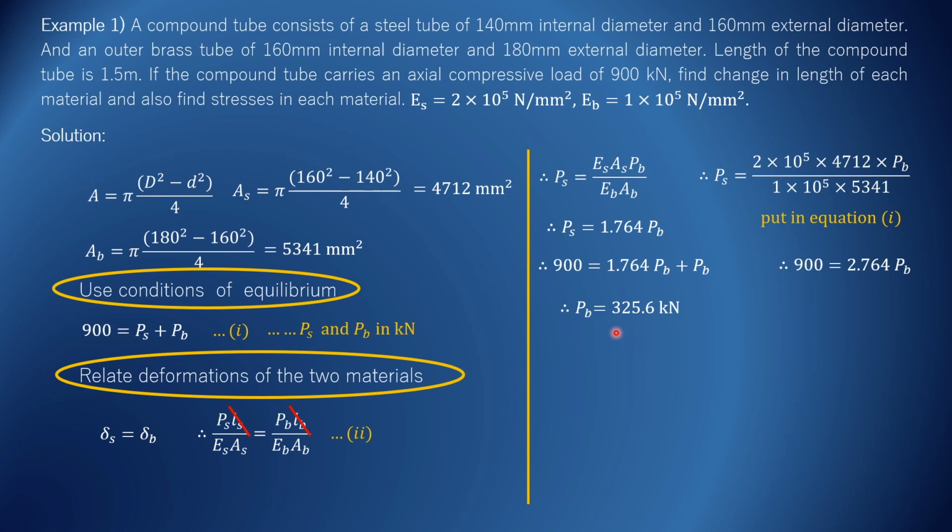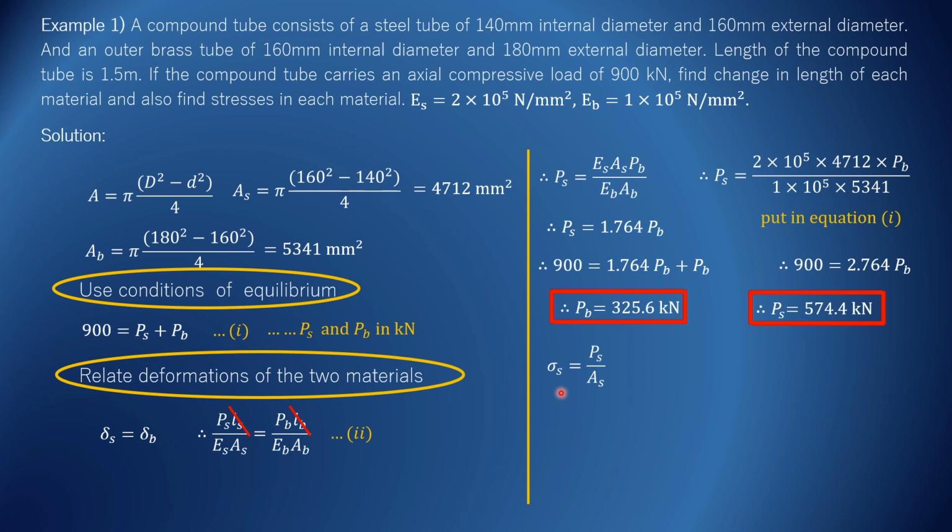So PB is equal to 325.6 kilonewton. Now put this value of PB again in equation 1 and you will get the corresponding value of PS also. So this is how, with two equations and two unknowns, simple, you have solved the problem. Now you know what is the load on brass and what is the load on steel. And if you combine these two values, of course, the total load is 900.